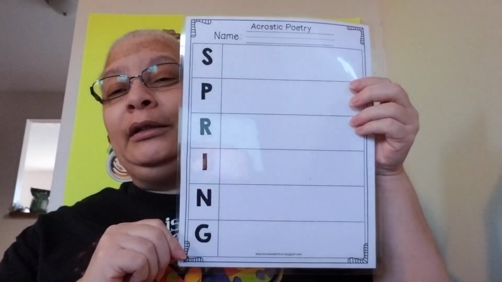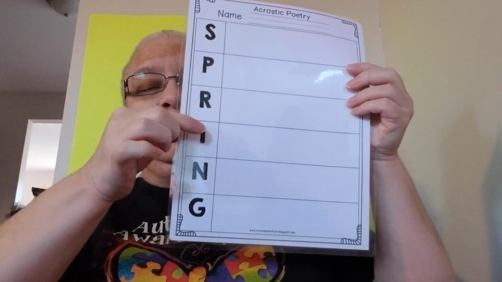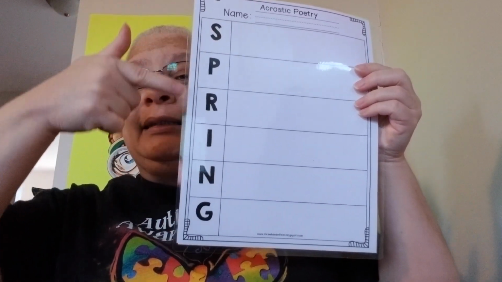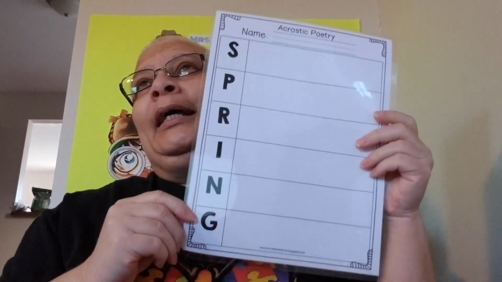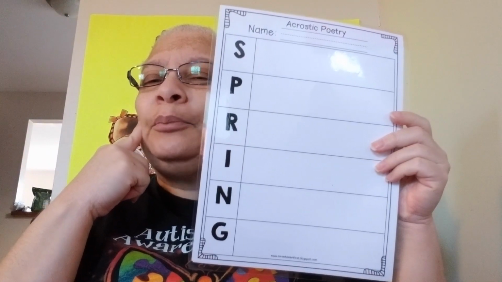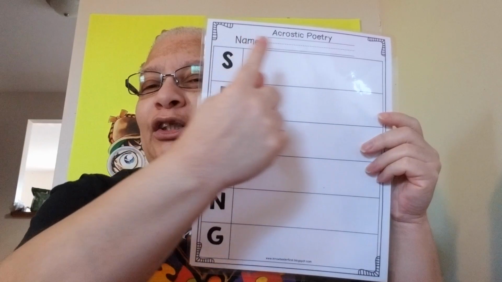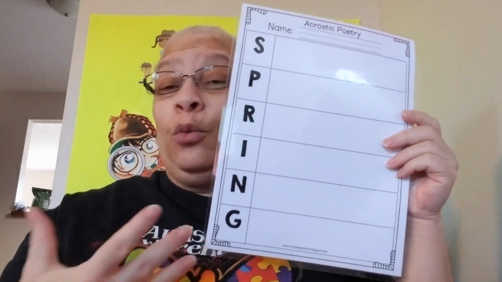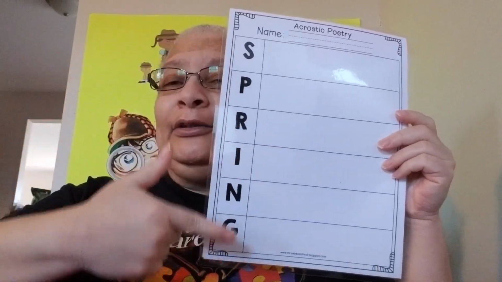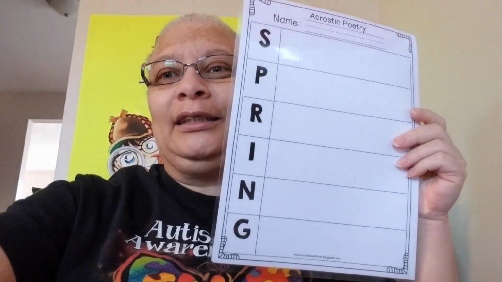So then I take the word spring and I put each letter down the left-hand side of the page. And as you can see, it spells out spring. Then you think to yourself, well, what does spring mean to me? Why do I want to write about spring? And with each letter, you write a word or a phrase about that letter that deals with the entire topic. Okay, so let's look at S.